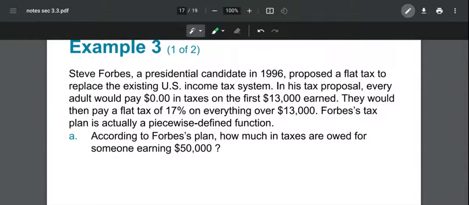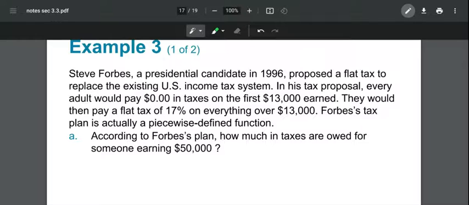The last problem of section 3.3 is about a word problem, so let's just read it. Steve Forbes, a presidential candidate in 1996, proposed a flat tax to replace the existing USA income tax system. In his tax proposal, every adult would pay $0 in taxes on the first $13,000 earned. They would then pay a flat tax of 17% on everything over 13,000. Forbes' tax plan is actually a piecewise defined function.